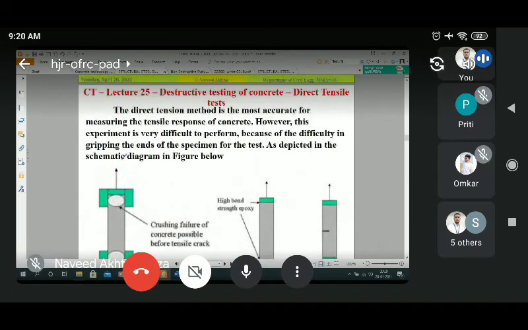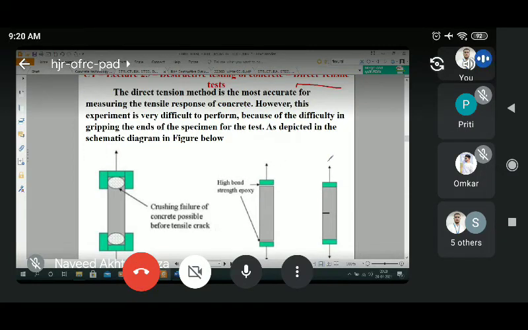If you come to the direct tensile strength, it is very difficult to test because of the holding problem of the specimen. So the direct tension method is the most accurate for measuring the tensile response of the concrete. But the problem is how to hold and grip the end of the specimen for the test.